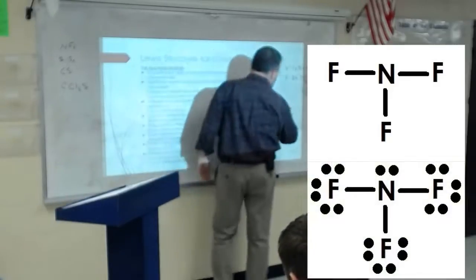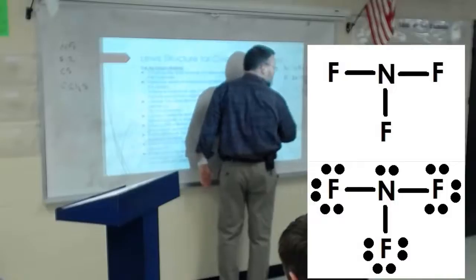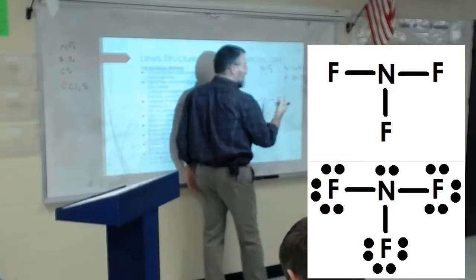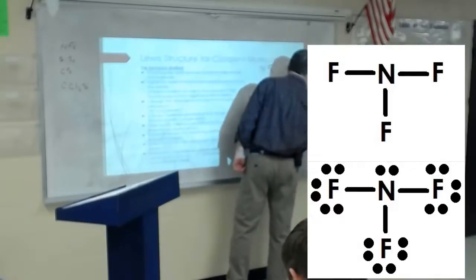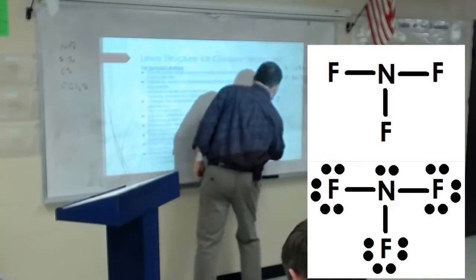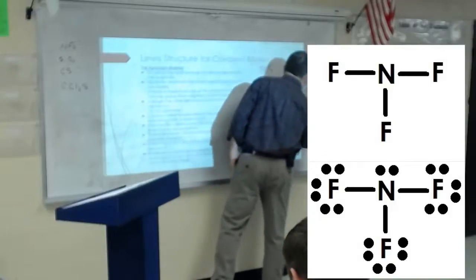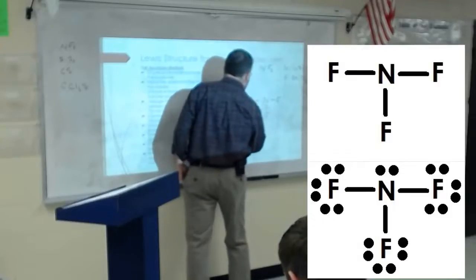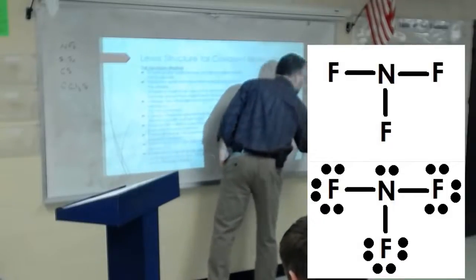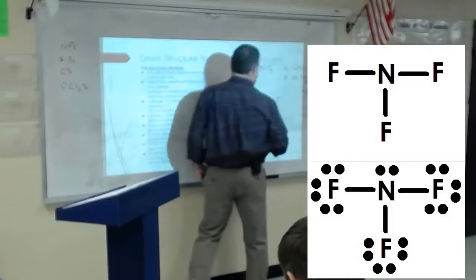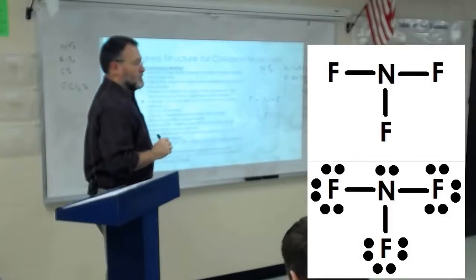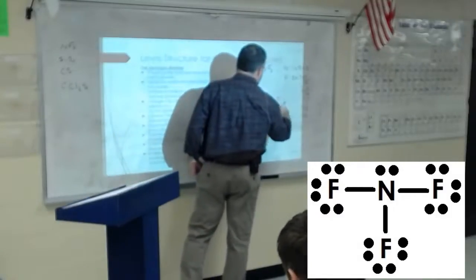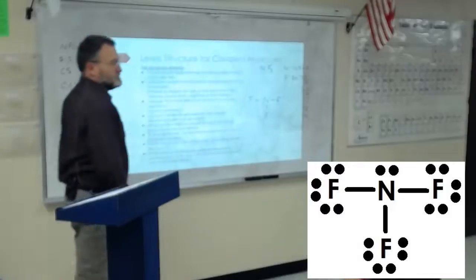So we want to have 8 around fluorine. It's got 2. 1, 2, 3, 4, 5, 6. I've placed 6 electrons. Minus 6 leaves me with 14. Place another 6. Minus 6 leaves me 8. Place another 6. Leaves me 2. Check the octets. 8, 8, 8, 8. We're done.